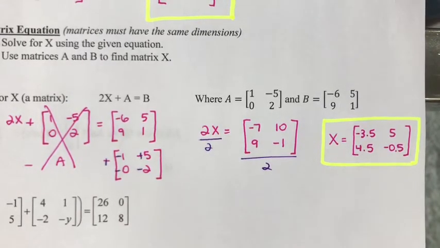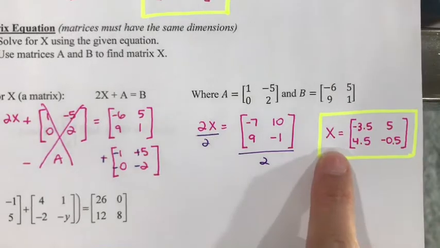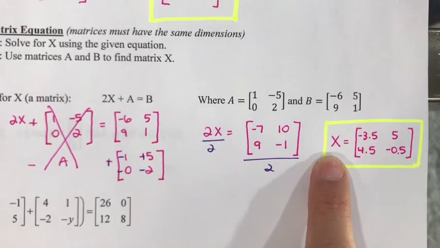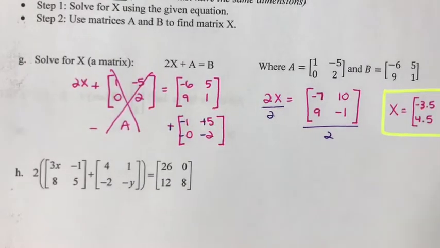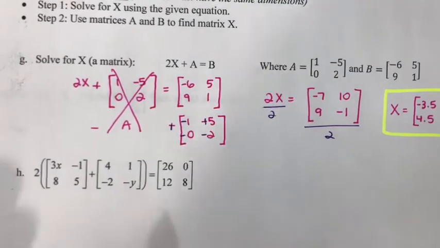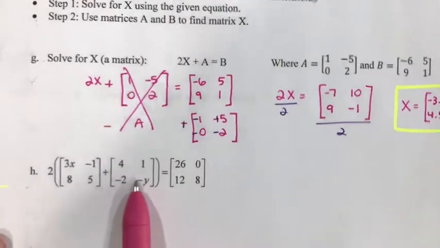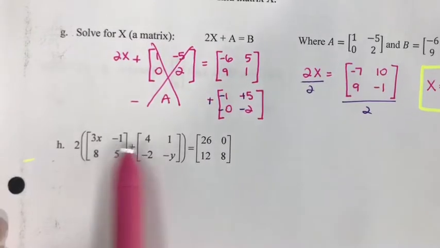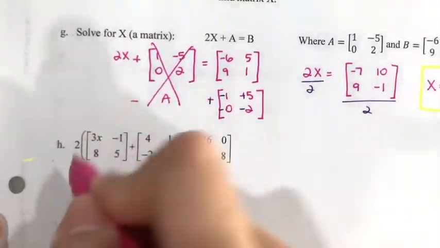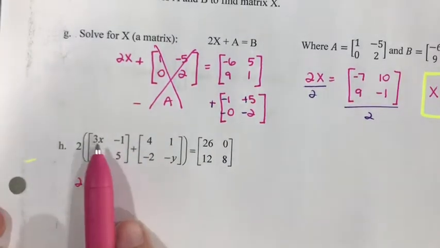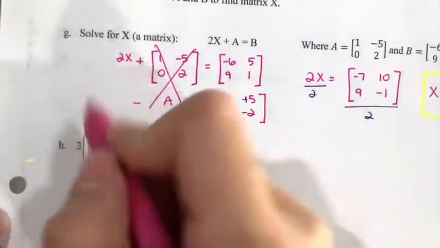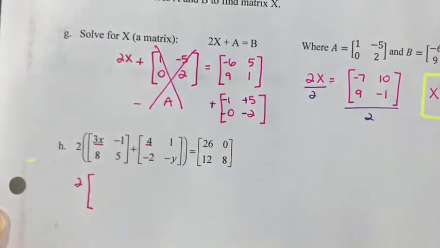Well, what if we have, instead of a big X like this as a variable matrix, what if we have variables within the matrices? Well, our process is still going to be similar in that we're solving the equation. So remember that when we're solving, you want to combine the stuff in the parentheses first. So I've got 2 times. Now, when I add these two together, notice I've got 3x plus 4.